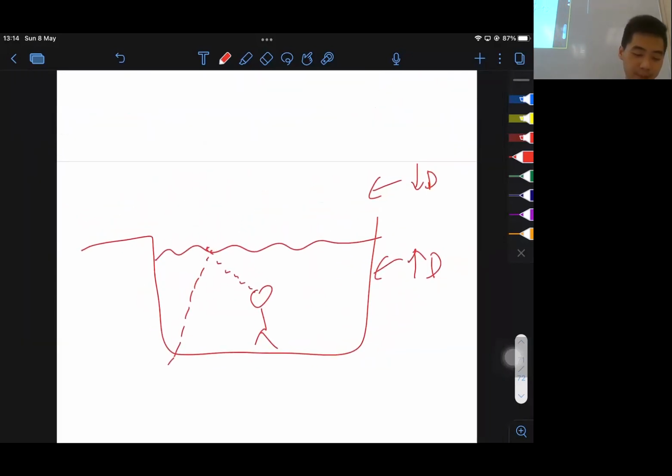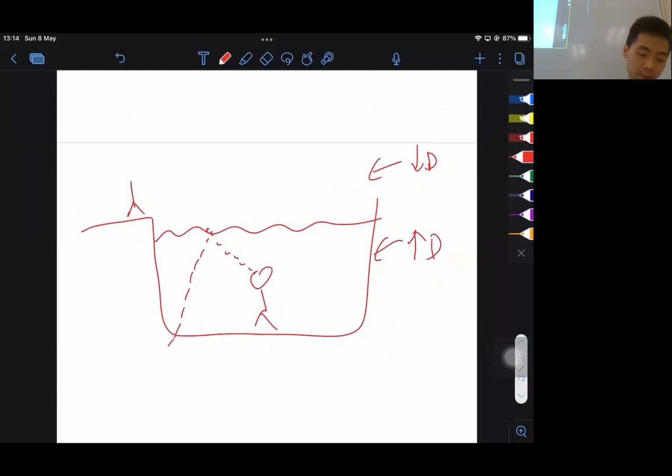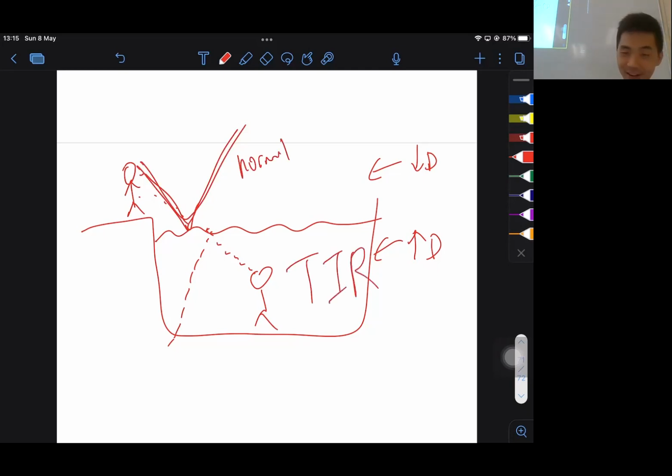But if, let's say, you stand on top of this swimming pool and pee into it and you see your reflection in it. I mean, you're not going to do that, right? But just say you do, and you see your reflection. Is that called total internal reflection? No, this is just normal reflection. This one here, normal reflection. This one is total internal reflection, guys.